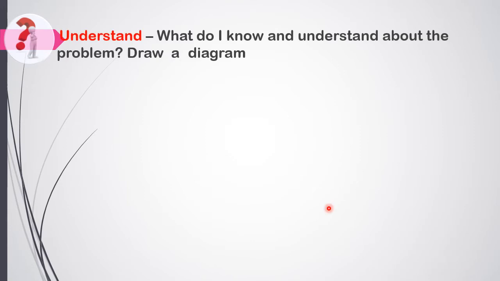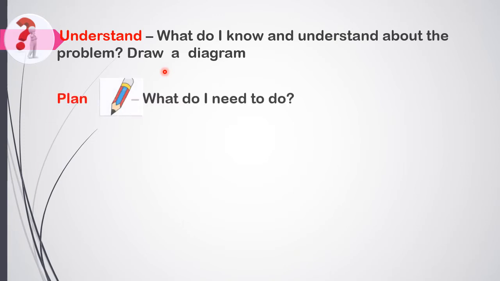So first step, understand. What do I know and understand about the problem? You have to find out what we can know and understand about the problem. Then if possible or if needed, you can draw a diagram also. Diagram means picture. Then plan. What do I need to do? You have to find out what we need to do. The operations also: we have to add, subtract, multiply, whatever it is, we have to find out the correct operations.